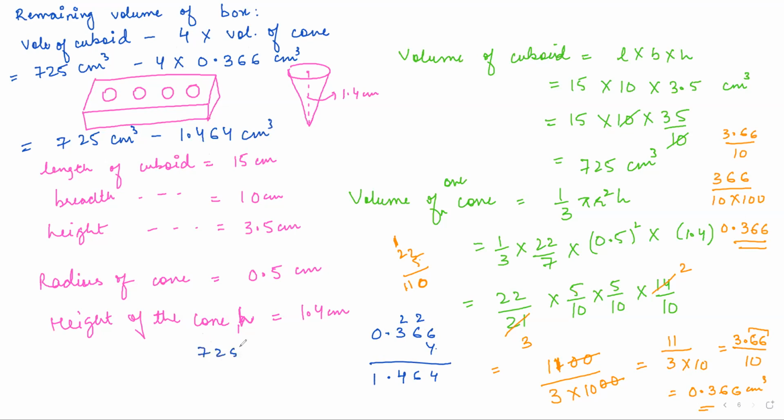So 725. Only up to 2 places of decimal you can use, or leave it here. So point, then you put 3 zeros, then 1.464, right? So 10 minus 4 is 6, 9 minus 6 is 3, 9 minus 4 is how much? 5, right? Then you have 4 minus 1 is 3, then 2. So I'm getting 723.536 centimeter cube, right?